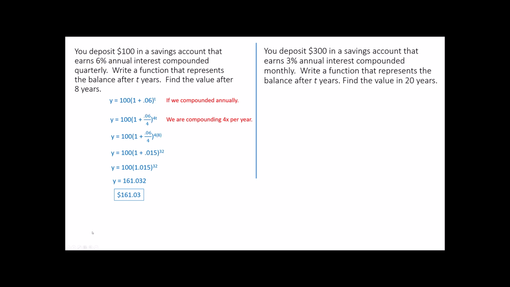You deposit $300 into a savings account that earns 3% interest compounded, I'm going to circle this, monthly. There are how many months in a year? 12. So in our original problems, at the end of every year, we would recompute what it was that we either owed or had saved. In this particular problem, we're not going to do it at the end of every year. We're going to do it at the end of every month. And then we're going to write a function for that, and then we're going to find the value for 20 years. So let's walk through this.